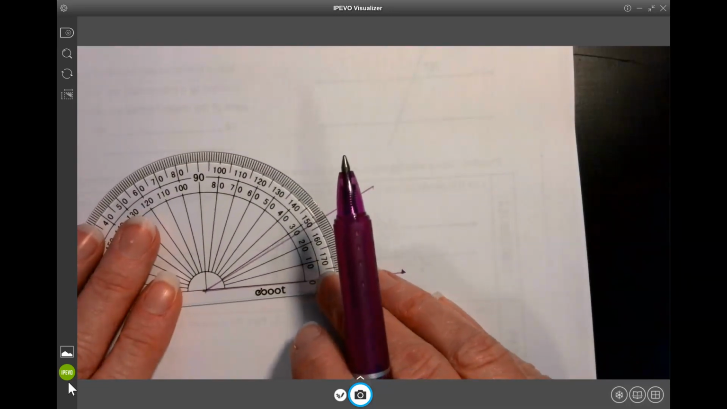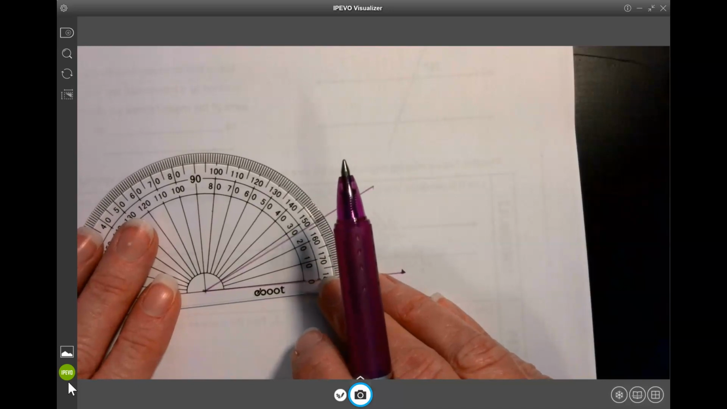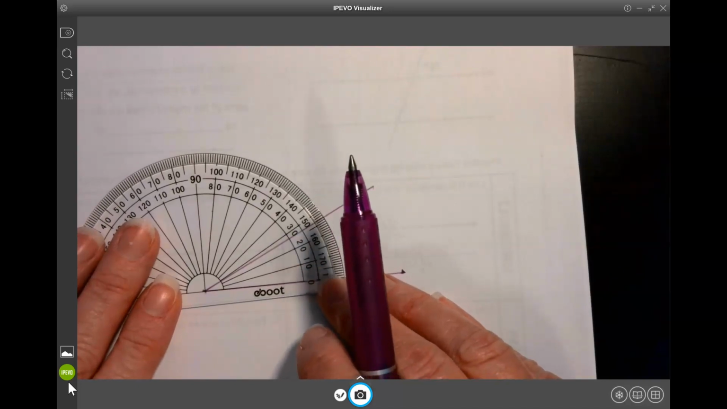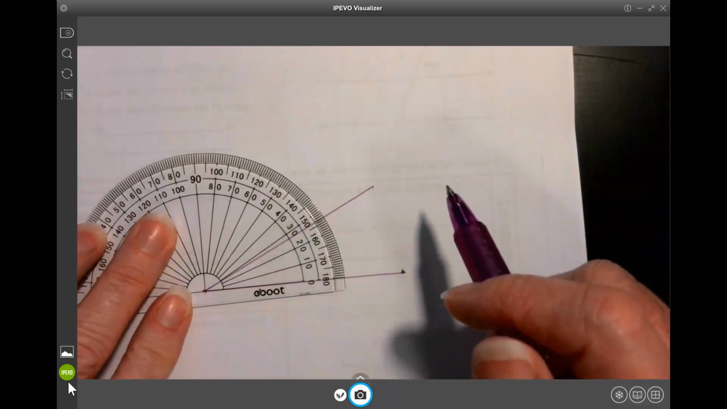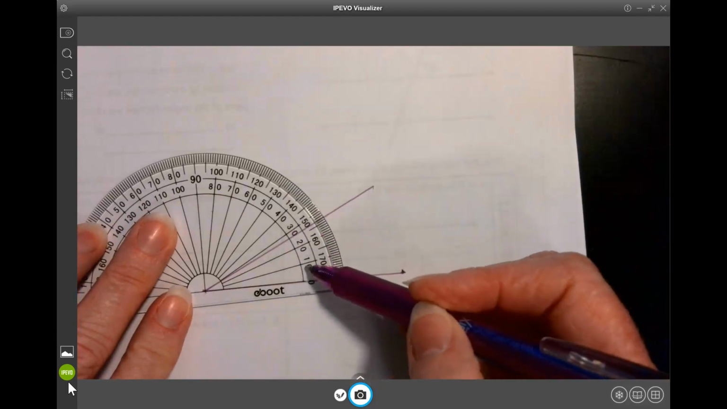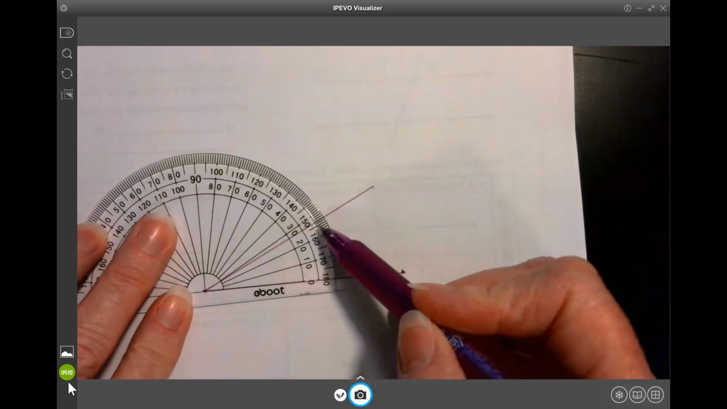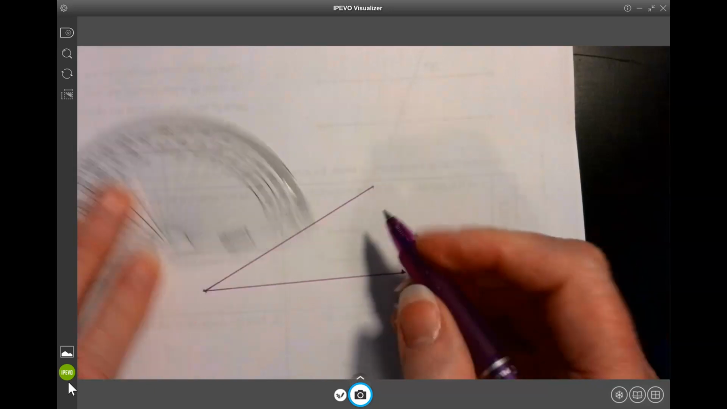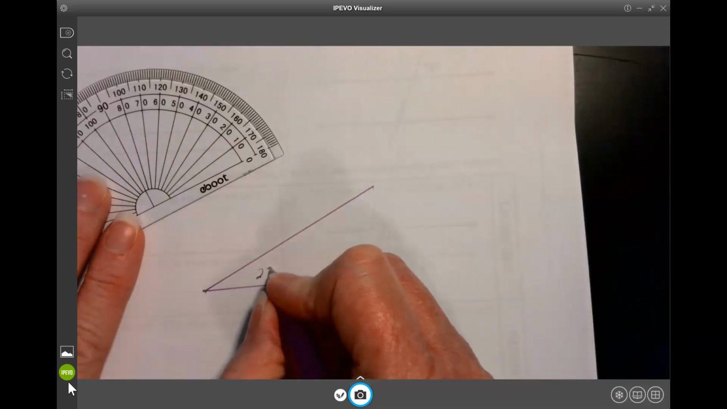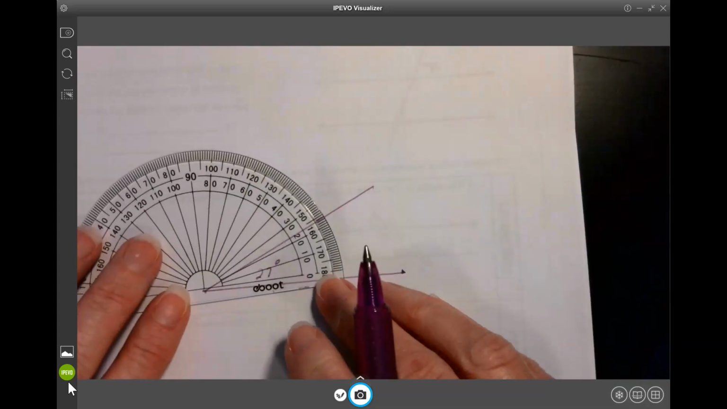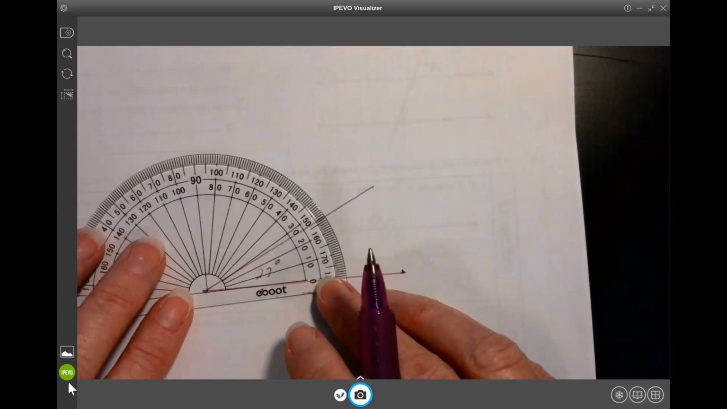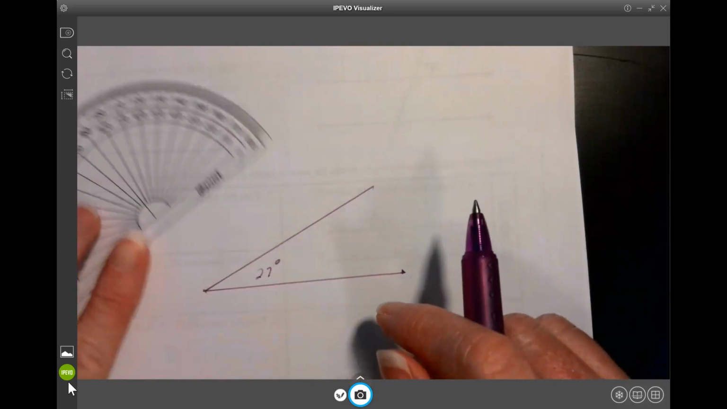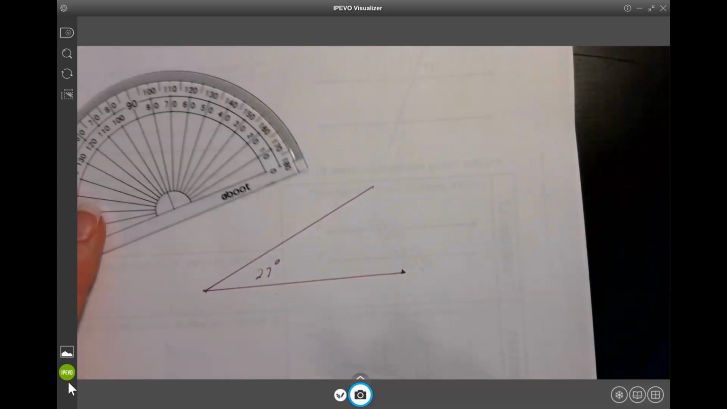Now, measuring with the protractor is not totally exact, but you can at least come close. So we know this is 10, 20, looks like about 27? Yep, so we would say this was a 27-degree angle. Does that look right? Yep, 27 degrees. Okay, so that's how you measure with the protractor.